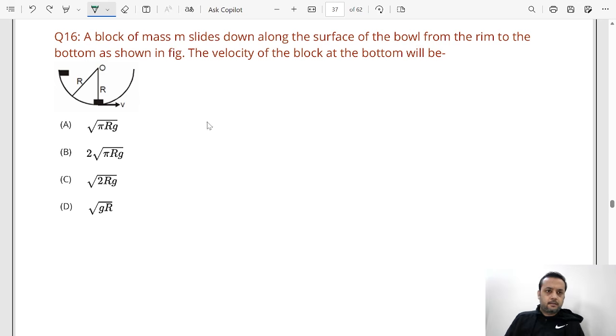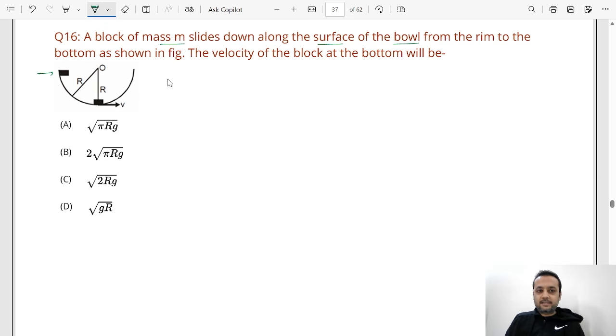All right, let's see this question, guys. This is a very easy question. A block of mass m slides down along the surface of a bowl from the rim to the bottom as shown, and we have to find the speed at the bottom. This is so easy, it's funny. The block has been released from this position, and we have to find the speed. Here you can just conserve the energy, there is no dissipative force.